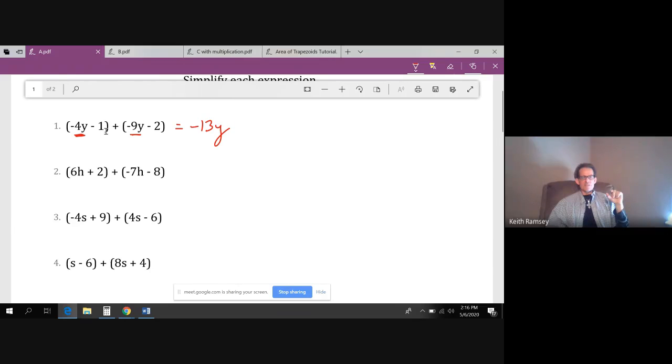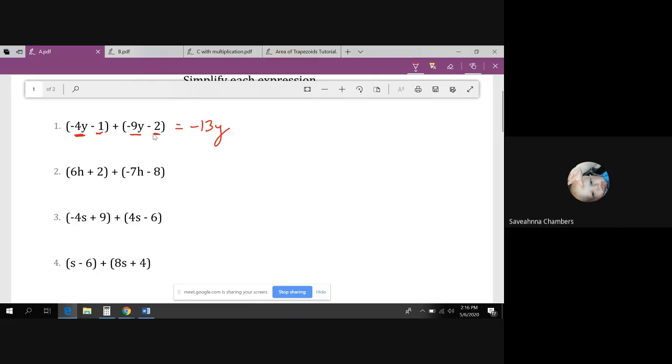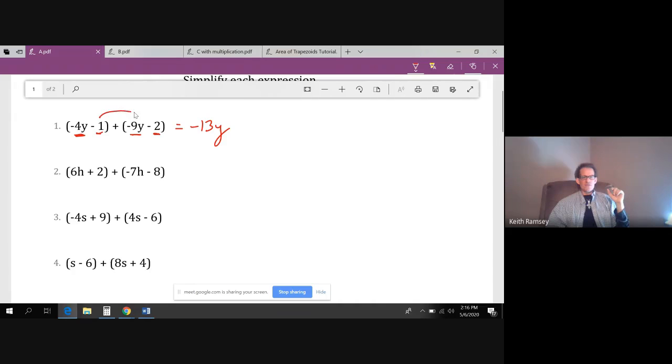In the same sense, this negative 1 over here has no variable. This negative 2 has no variable. So these two terms go together. So negative 1 plus negative 2 is equal to negative 3. And that's simplified. That's as far as you can go with that.